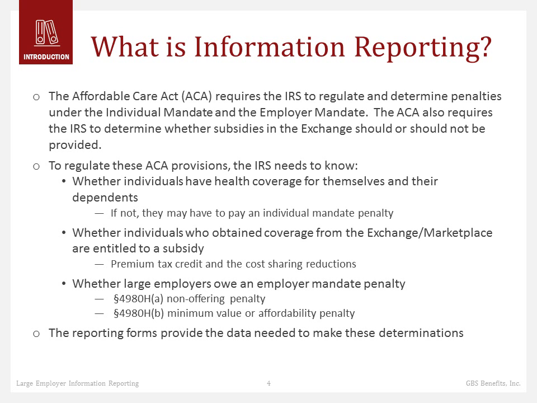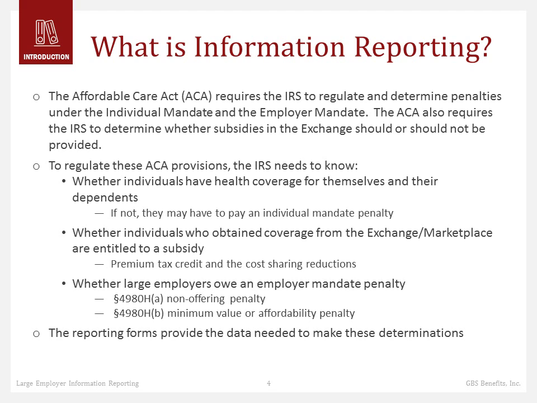So what is information reporting? Basically, the Affordable Care Act requires the IRS to regulate and determine penalties under these three parts of the ACA, specifically the individual mandate and the employer mandate, or individual shared responsibility and employer shared responsibility, as well as issues dealing with the exchange and marketplaces. So the ACA requires the IRS to determine whether subsidies in the exchange should or should not be provided, and it requires them to be in charge of this part of the ACA.